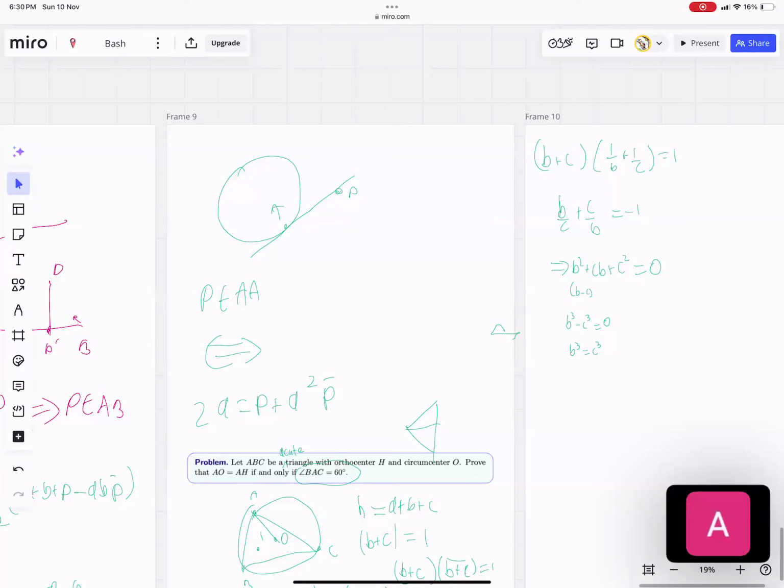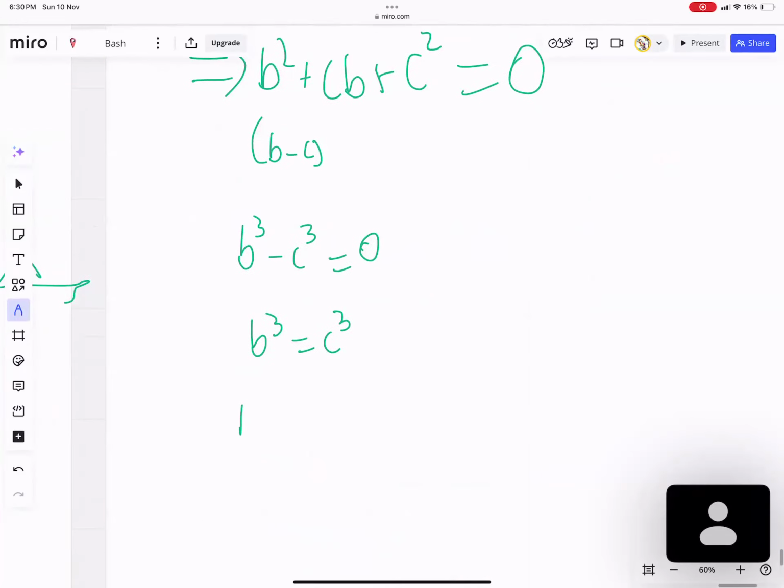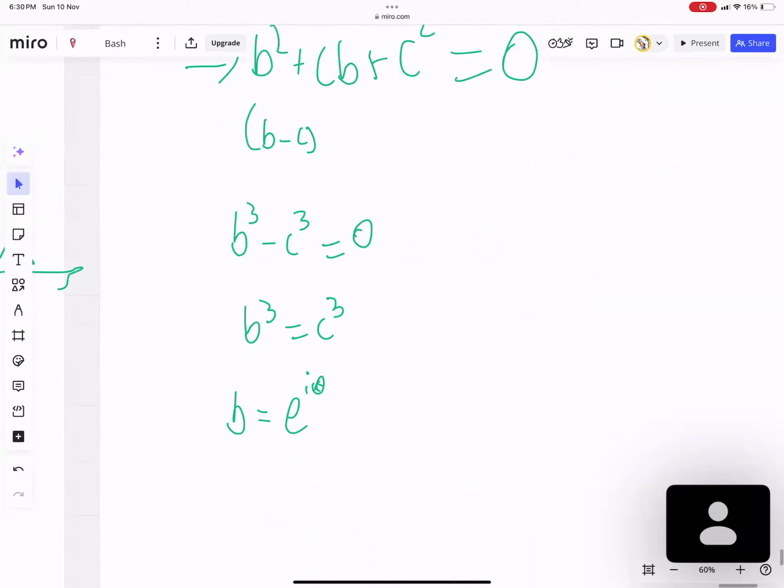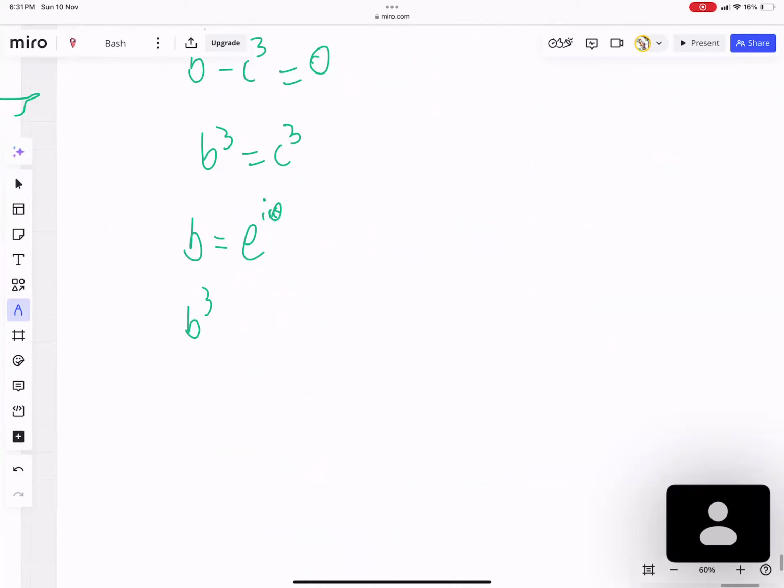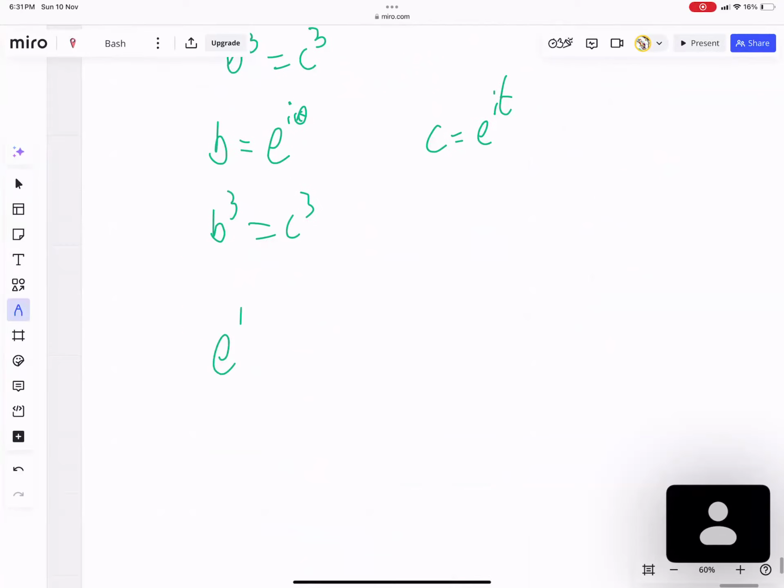We use the argument and expansion, the Euler form. Okay, that's perfect. We get that if B is equal to e to the i theta, and if I understand what you're saying correctly, we have that B cube is equal to C cube. So if C is equal to e to the i t, we get that e to the i times 3 theta is equal to C, equal to e to the power of i times 3t.